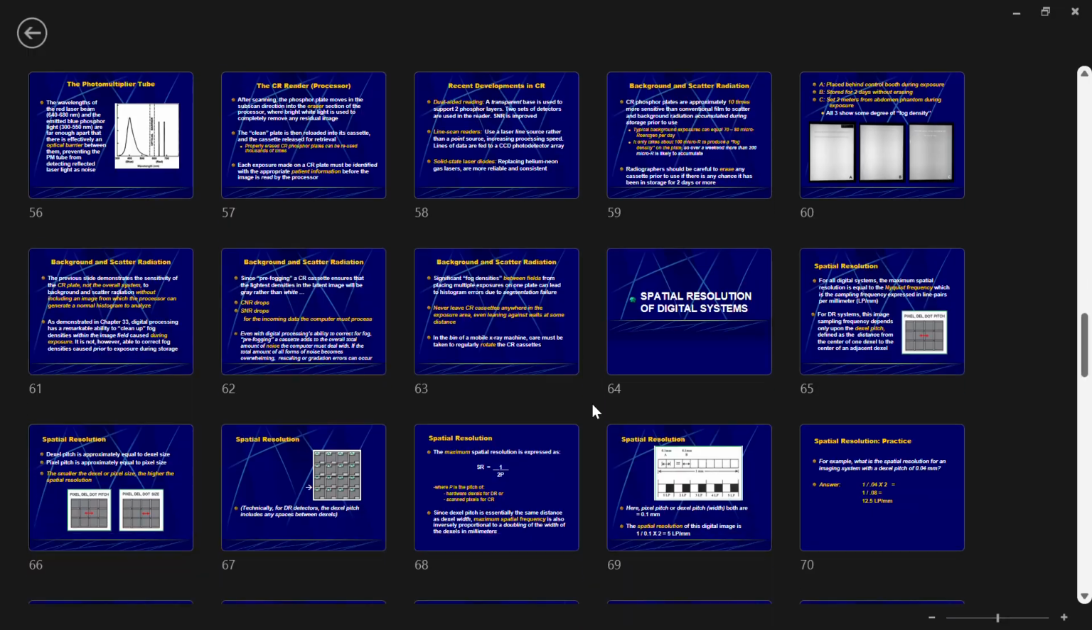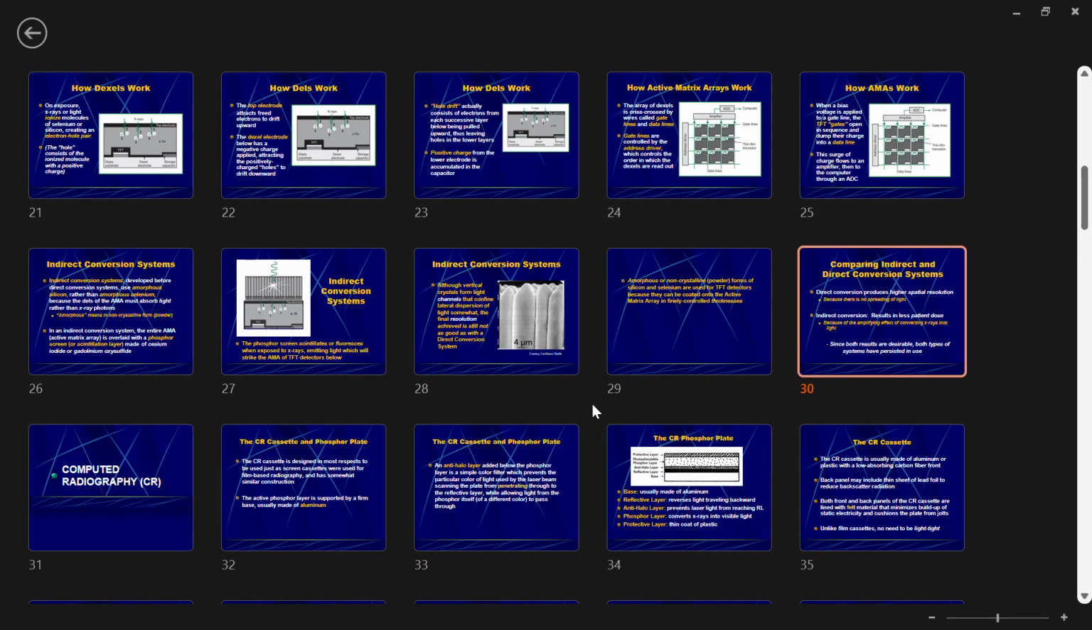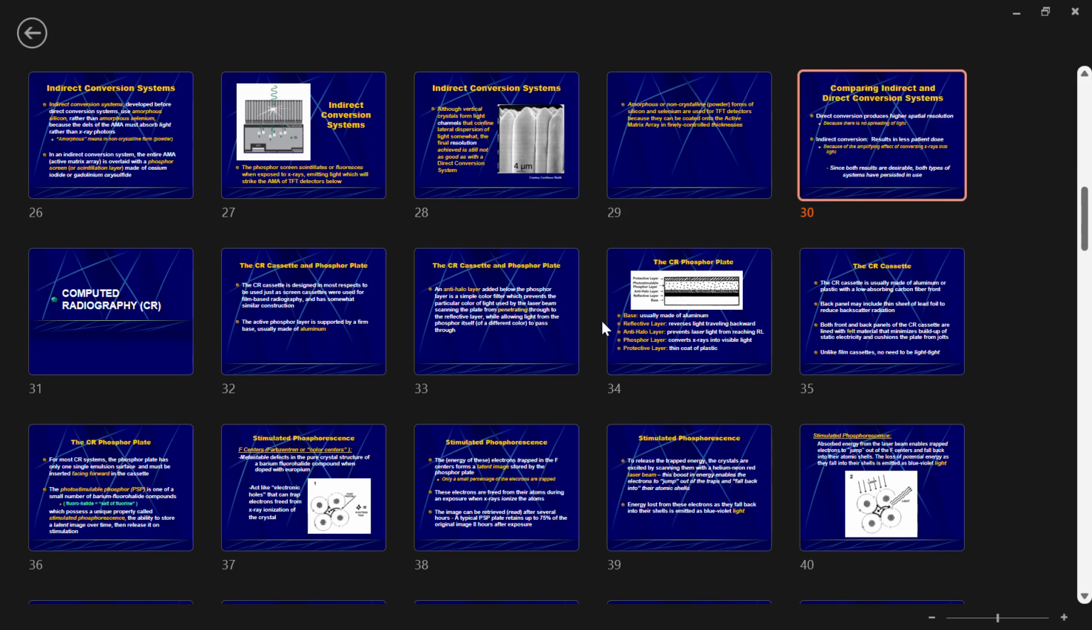All right. Let's move on now. Let's talk about computed radiography, or CR. All of this so far was about DR, the most modern kind, pretty commonly used now, okay? Another option is CR, computed radiography.